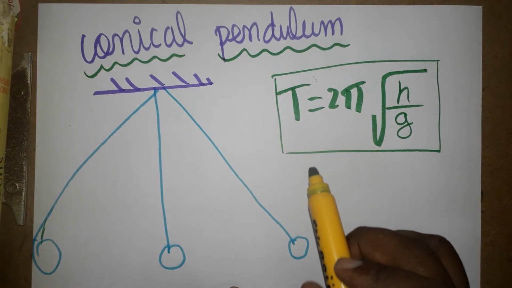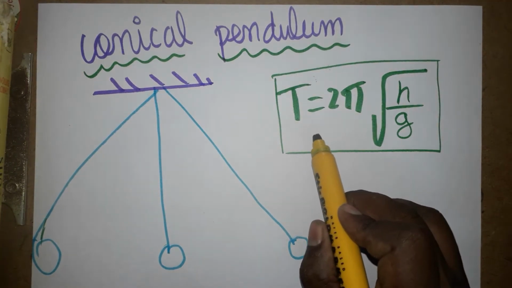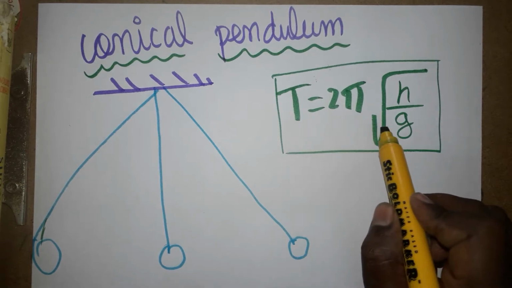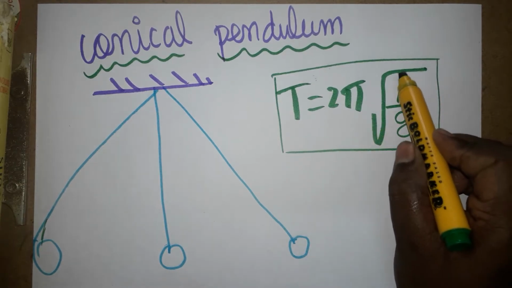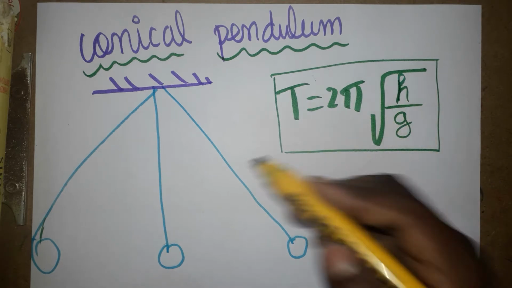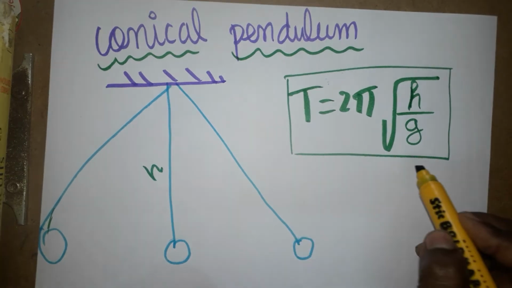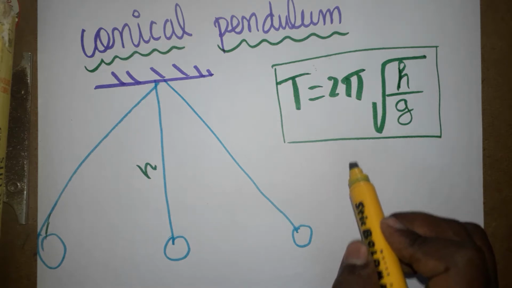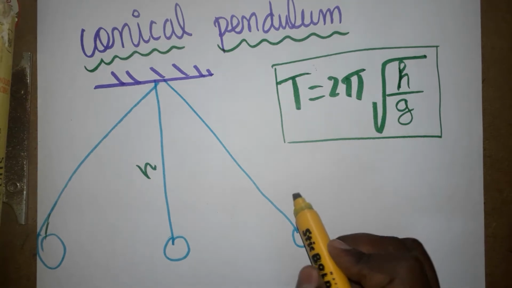Today we are going to learn how to find the time period of a conical pendulum. We are going to derive T is equal to 2π root of h divided by g, where h is the height of the pendulum and g is gravity. We will derive this equation for the conical pendulum.